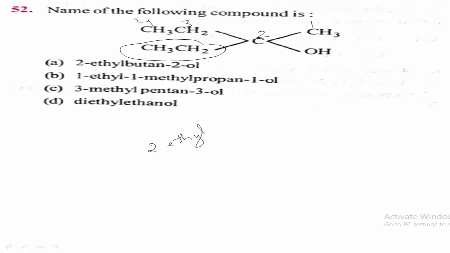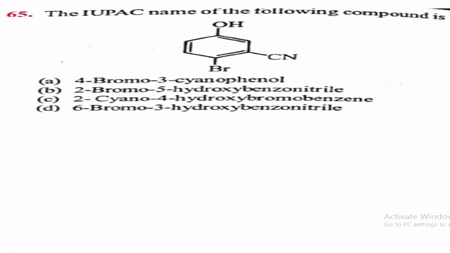The total number of carbon atoms in the parent chain is 4, and the second carbon atom contains -ol. So 2-ethyl butan-2-ol is the right answer. Therefore the correct answer for this question is option A. Next, question number 65. The IUPAC name of the following compound is.